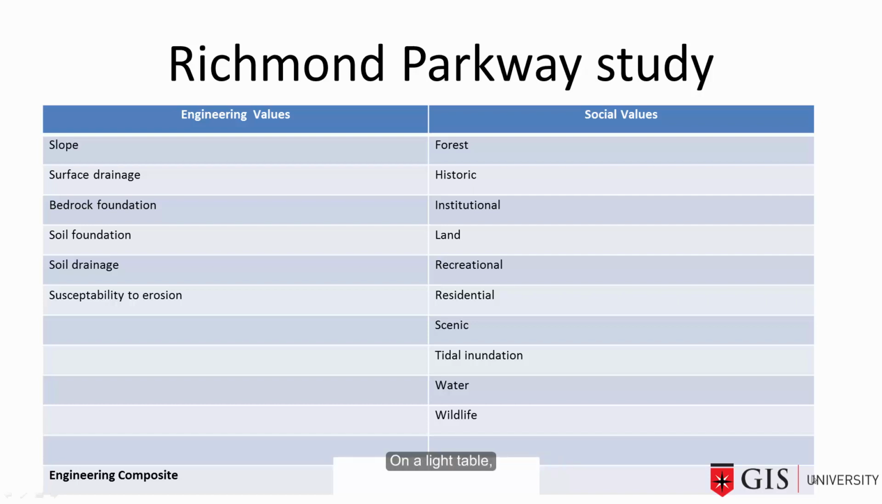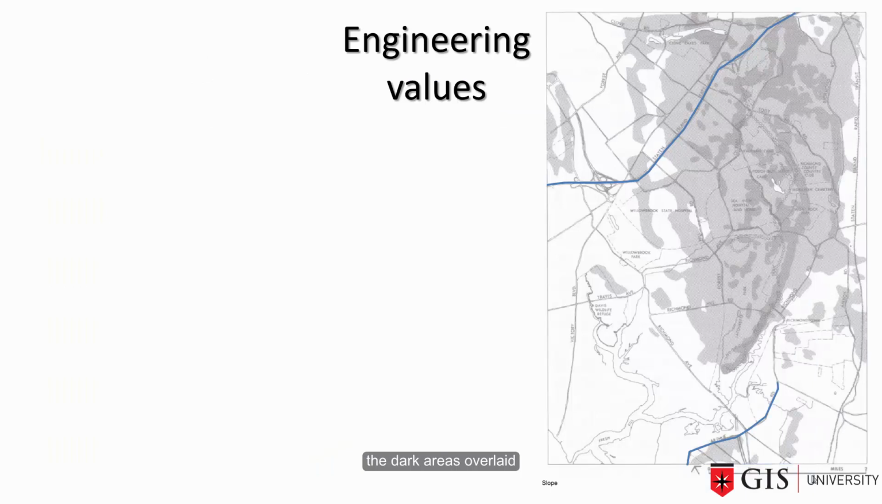On a light table, the dark areas overlaid would be far more obvious than what they are here. But sometimes you just need to make the best of the information that you have at hand. So let's start out by looking at the engineering values.